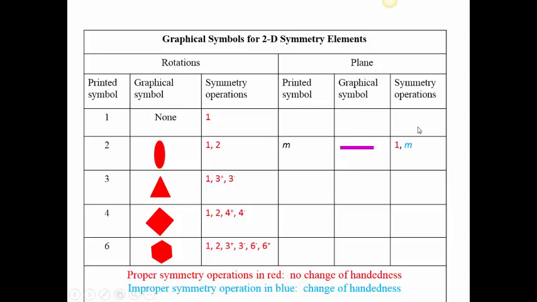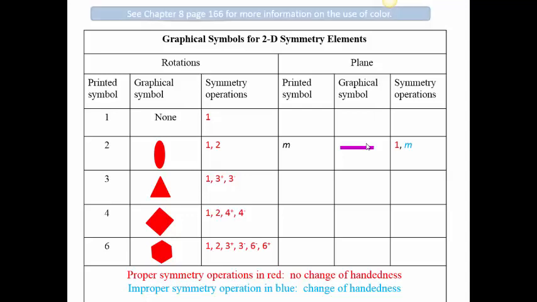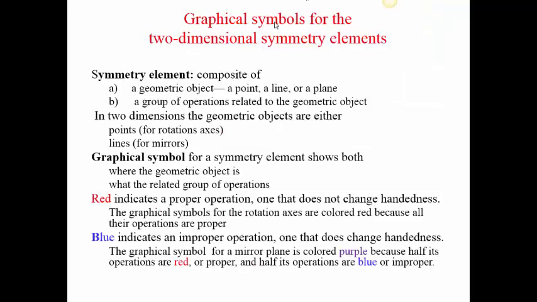And notice, we'll remind ourselves that the symmetry operations for the mirror are 1 and m, which are red for the identity, which has a plus determinant, and the mirror, which has a -1 determinant, and together we color them purple. See Chapter 8 on page 166 for more information about the use of color. We'll be doing this throughout the semester.